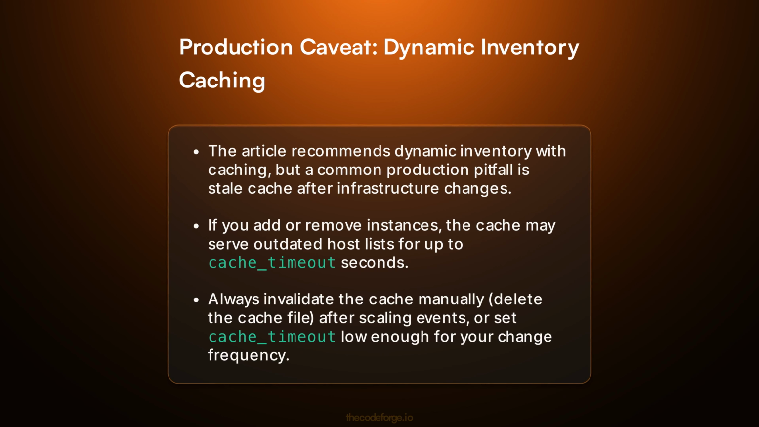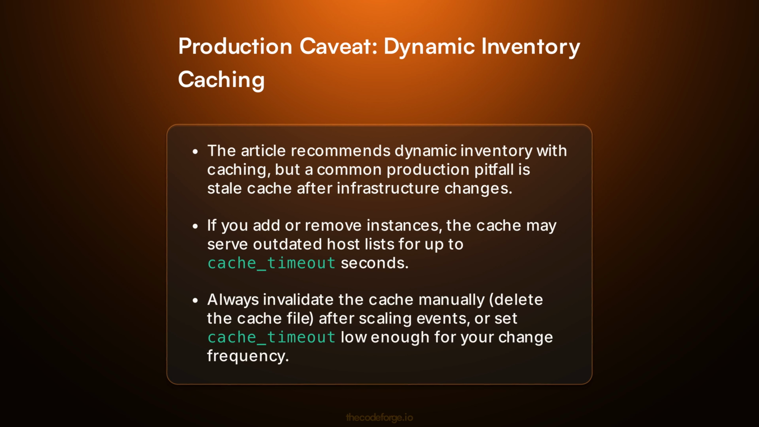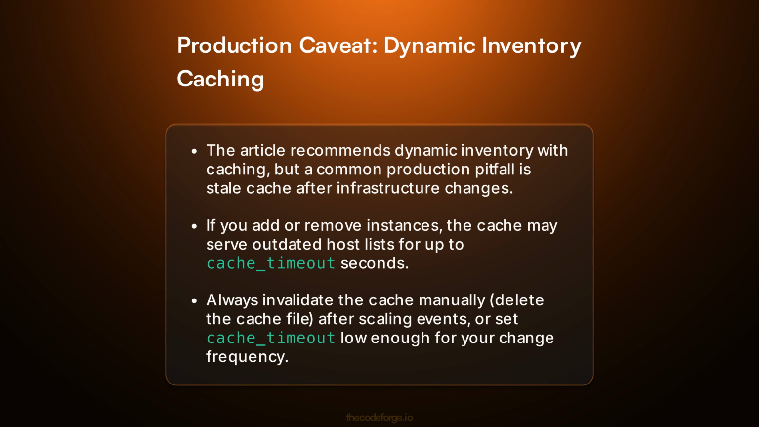The article recommends dynamic inventory with caching, but a common production pitfall is stale cache after infrastructure changes. If you add or remove instances, the cache may serve outdated host lists for up to cache_timeout seconds. Always invalidate the cache manually, by deleting the cache file, after scaling events, or set cache_timeout low enough for your change frequency.